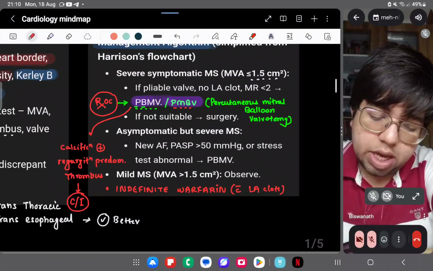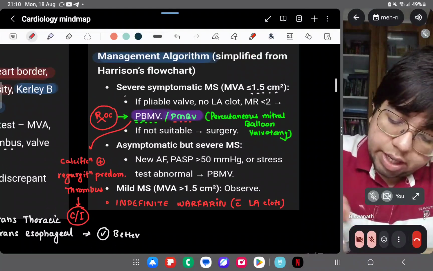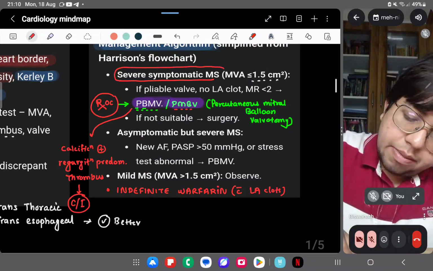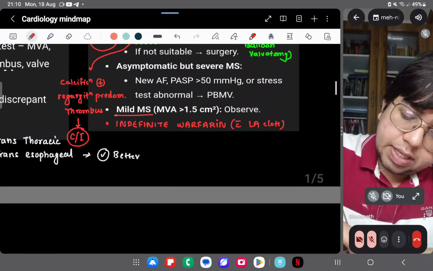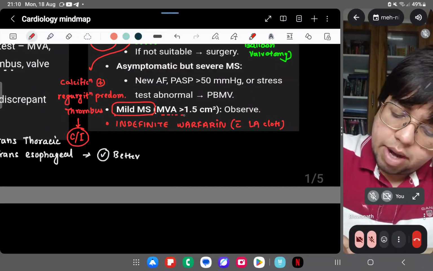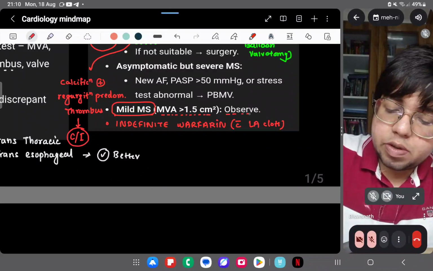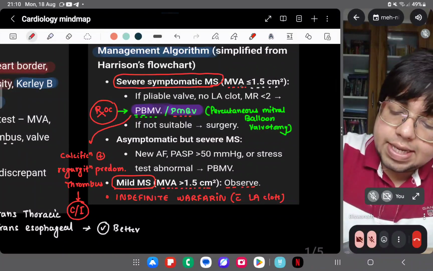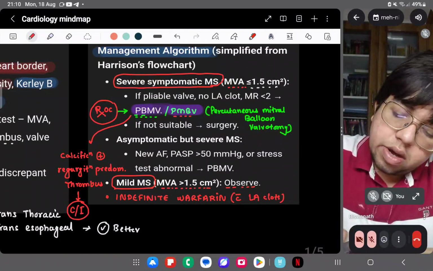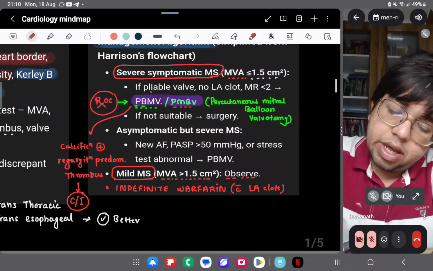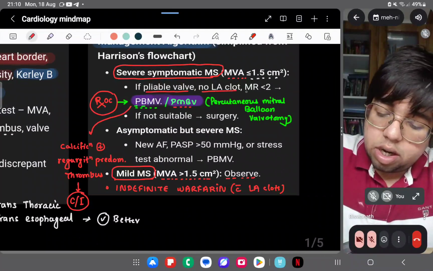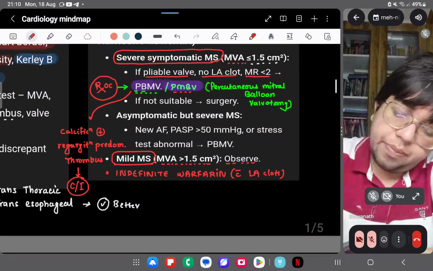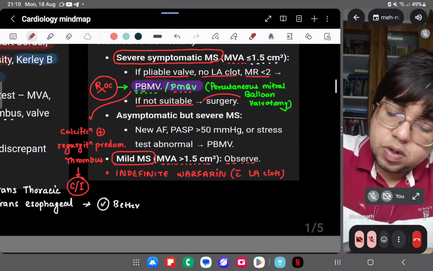Okay, mitral valvotomy is the treatment of choice. Which condition? Severe symptomatic MS. If there is mild MS, that is mitral valve area more than 1.5 centimeter square, you just observe. But if there is severe symptomatic MS, that is mitral valve area less than 1.5 centimeter square, then you have to do PBMV. If pliable valve, no LA clot and MR less than 2, then you have to do PBMV. Okay. If not suitable, you have to do surgery.